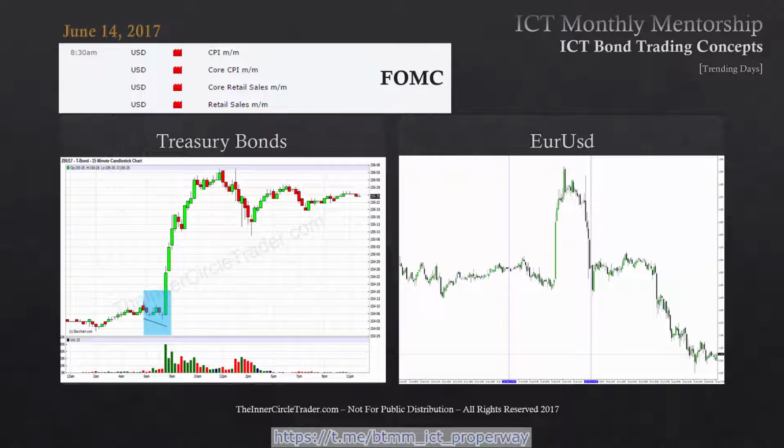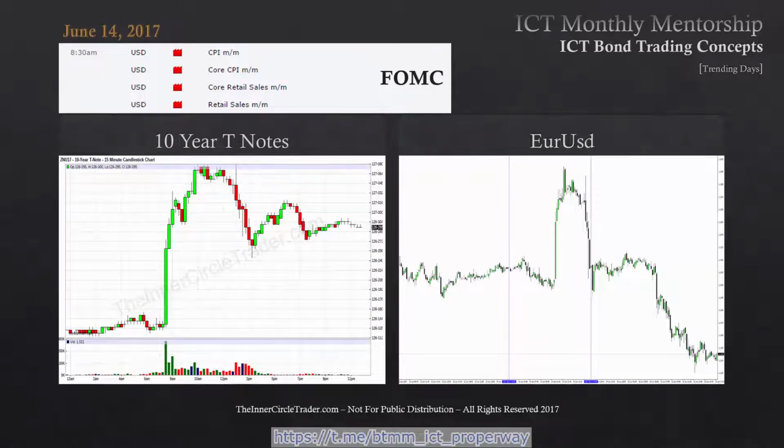We were at a discount on the 2-hour chart, and we have a lot of dollar-based news events occurring and FOMC later on. So we have to keep our focus on primarily the AM session. But look at the lows in the Treasury bond here in relationship to the 10-year note. Notice that it did not go lower.